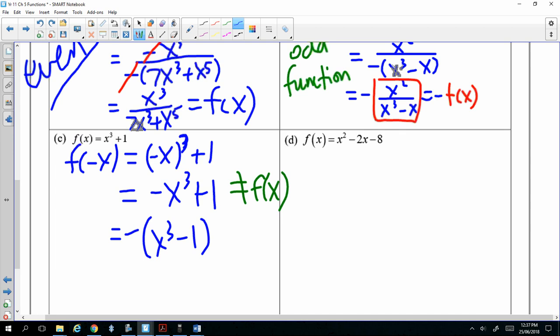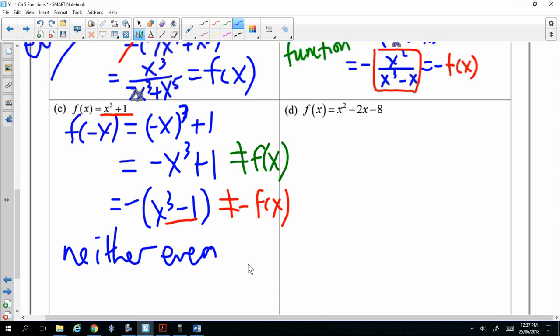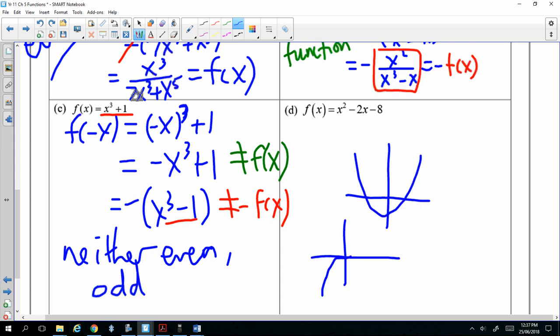It's just neither. Not every function is even. Not every function is odd. Because not every graph is symmetrical about the y-axis, which is even. Not every graph will be symmetrical about the origin, which is odd. Because some graphs look like this, which is neither, right? So it doesn't have to be even or odd. So you just say it's neither. How about the next one? Would that be even or odd?